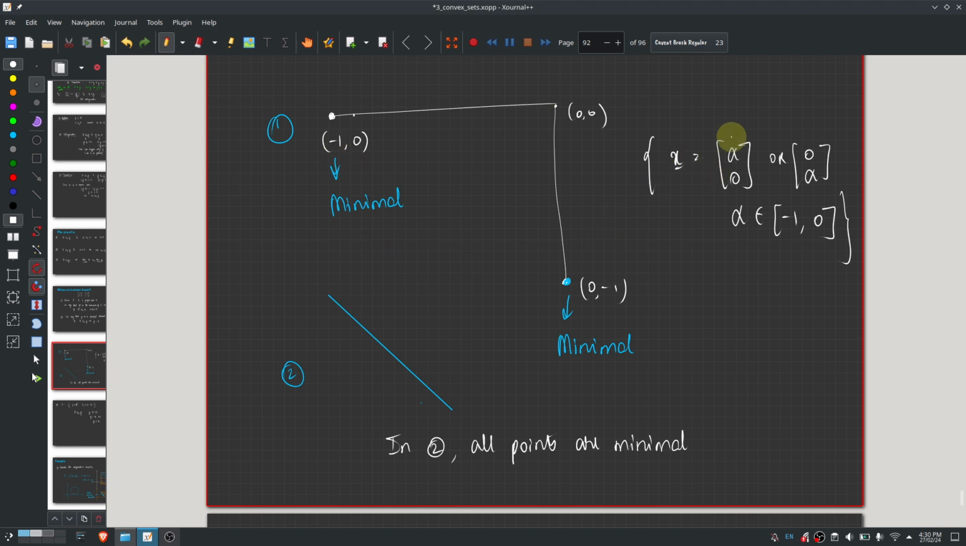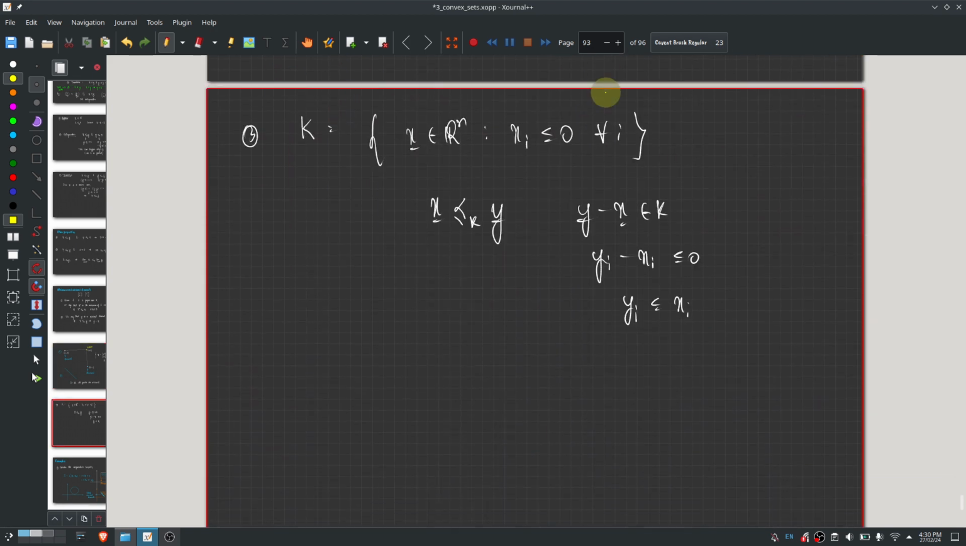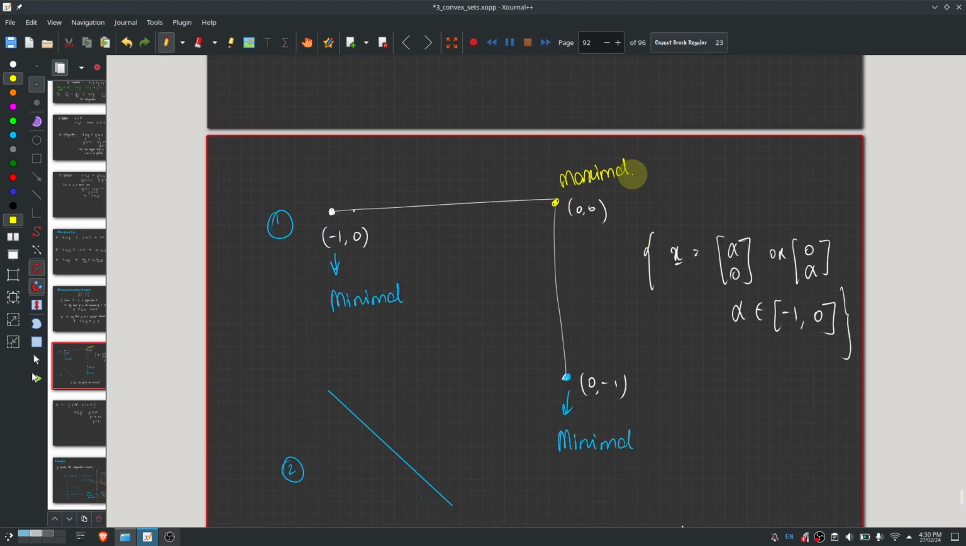So with respect to the standard non-negative orthant, these two would be the set of minimal points, and this point would be maximal. But if I take my cone to be the third quadrant, then this yellow point would be the minimal point. It would be a minimum, in fact, and these two would be the set of maximal points. Okay. Any other questions?